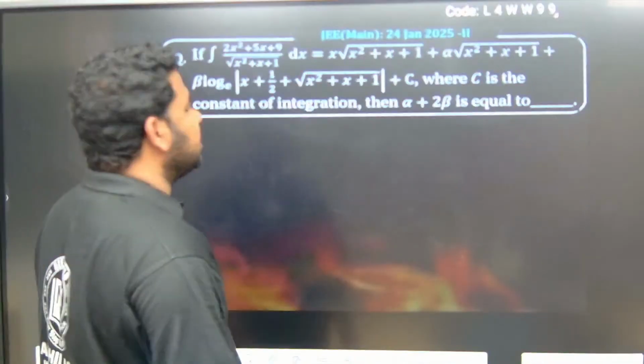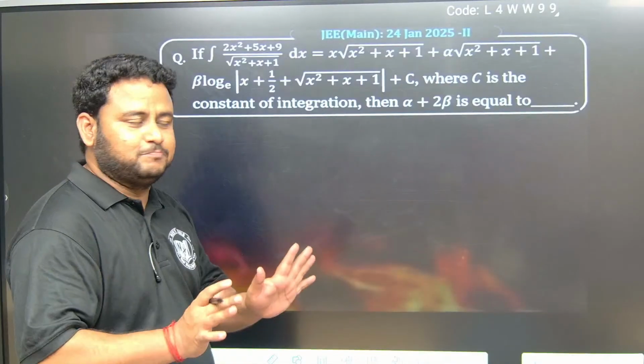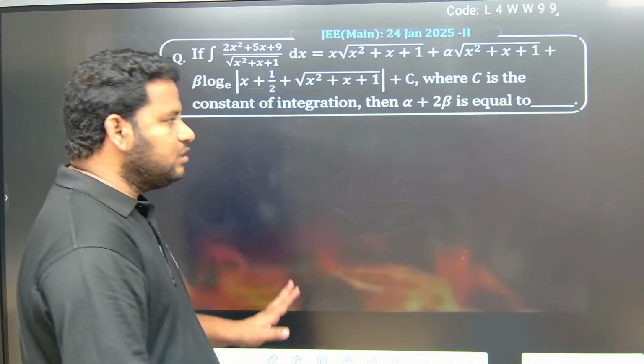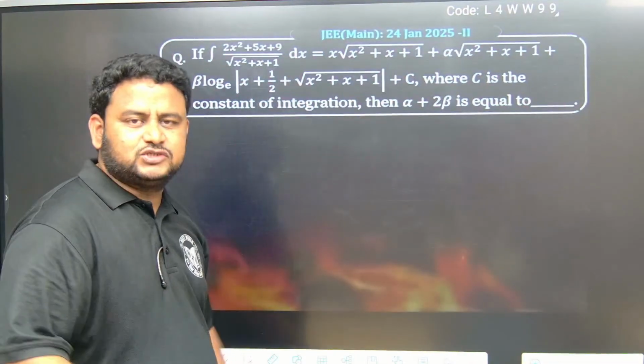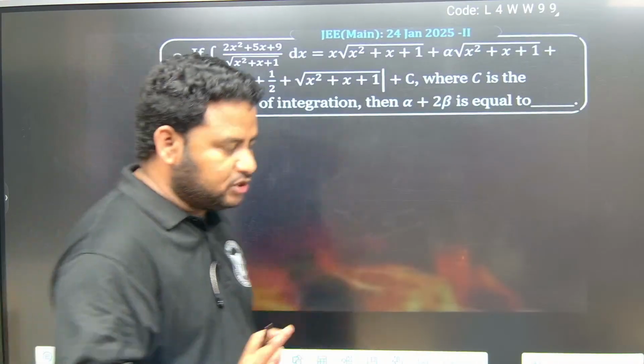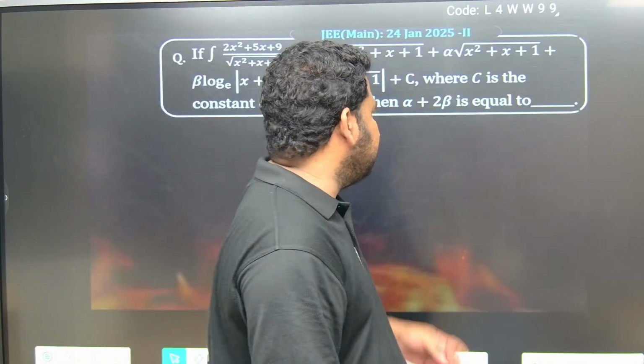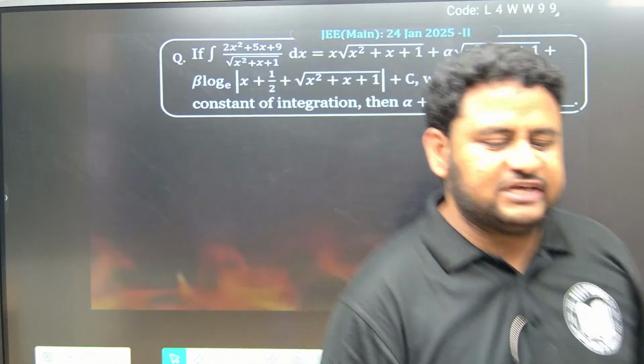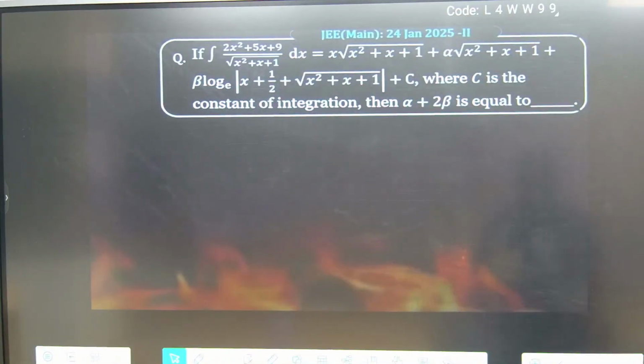So this is a little calculative, but conceptually it is very simple. When looking at the question, no need to panic. First of all, read the question carefully. What is the concept that they are asking? You have to apply that, that's it. No need to panic at all. Got it? So have a look at the question. Look at what they are telling. This is a numerical value based question.